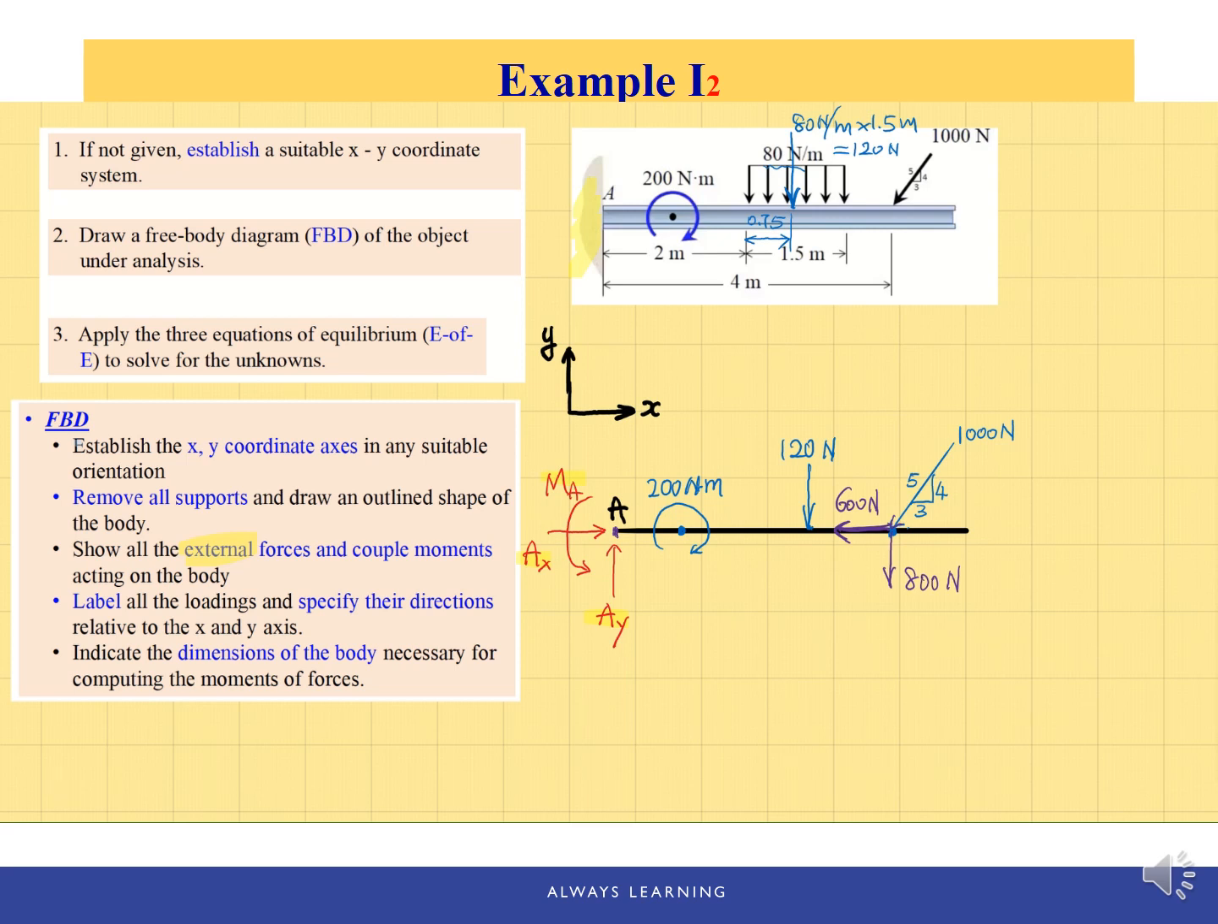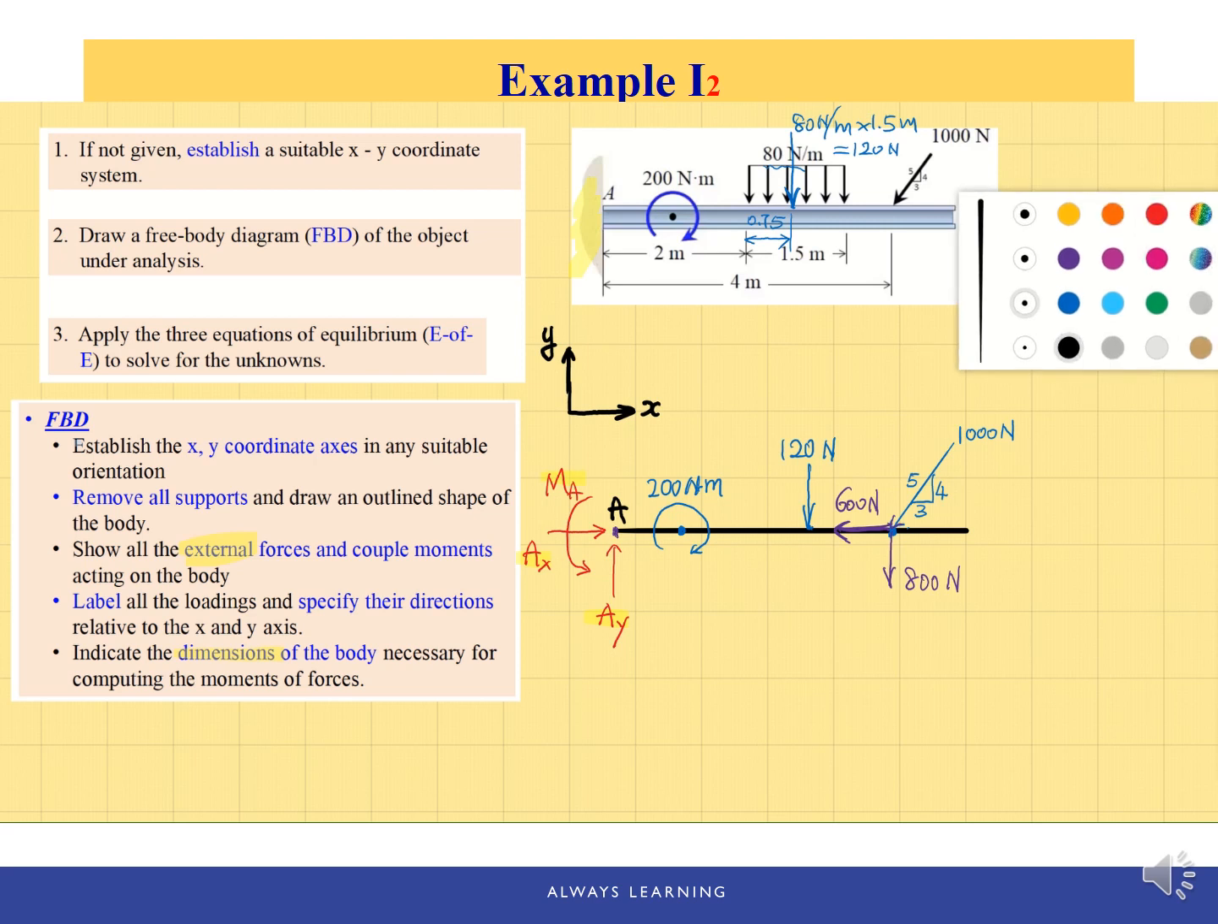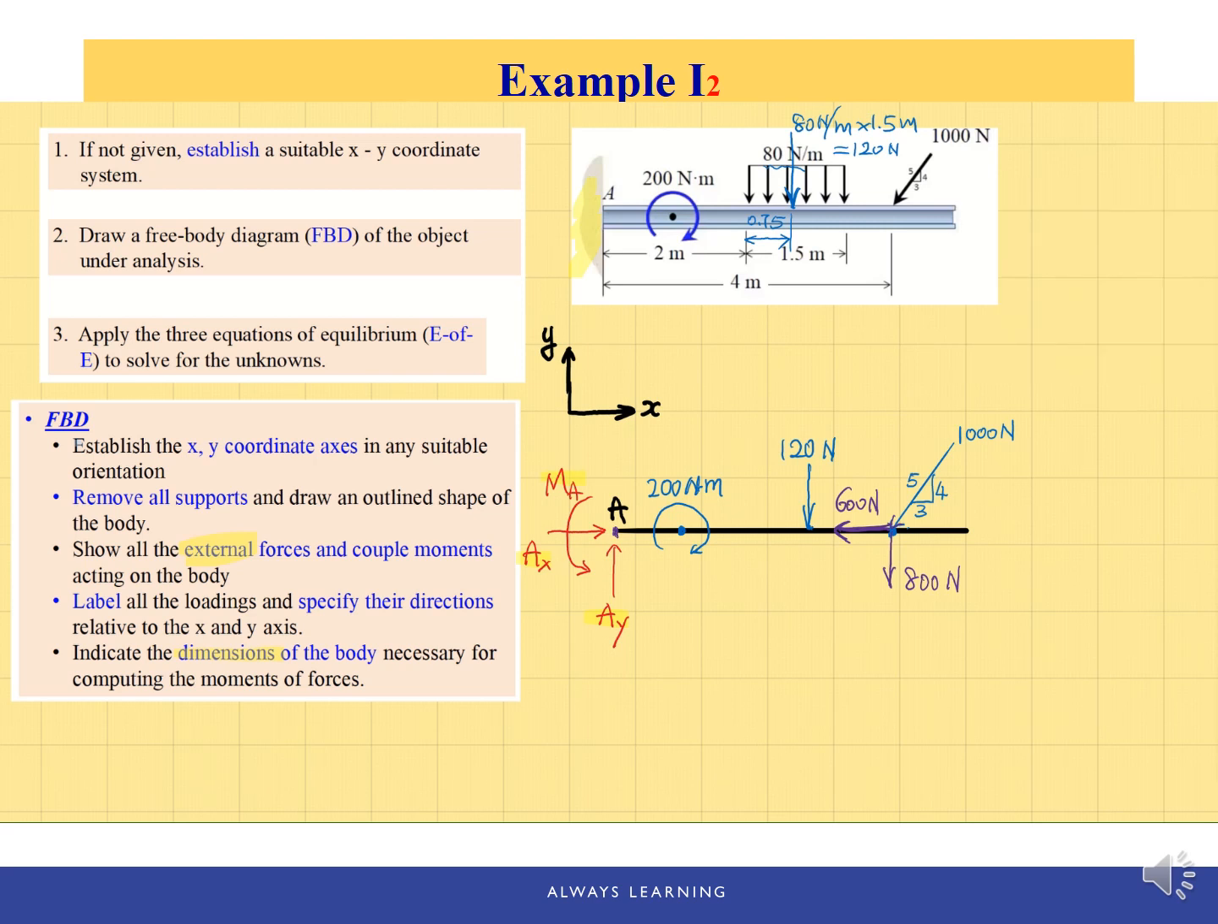Another important thing when you draw the free body diagram is the dimensions. We want to indicate the dimensions of the body because we need them to write the moment equations. We need those distances for moment arms, right? So first we need this distance from point A to the concentrated load, the 120 Newton concentrated load. So the distance will be 2.75 meters.